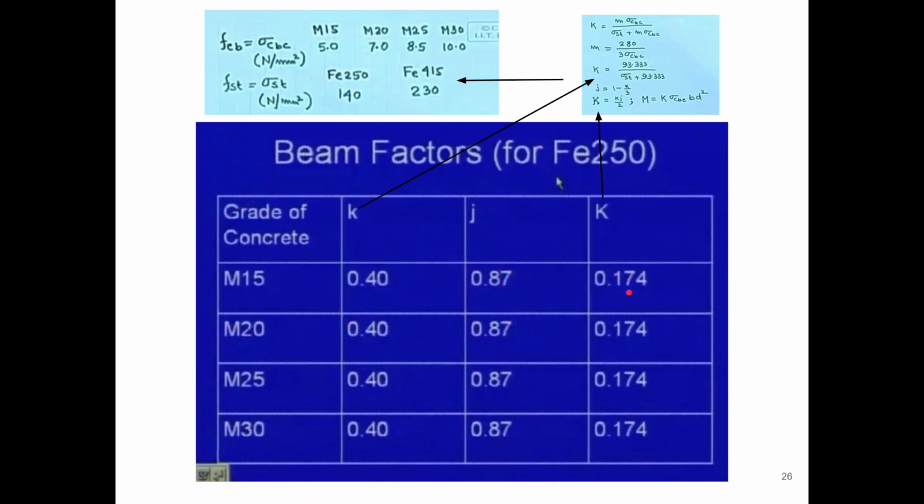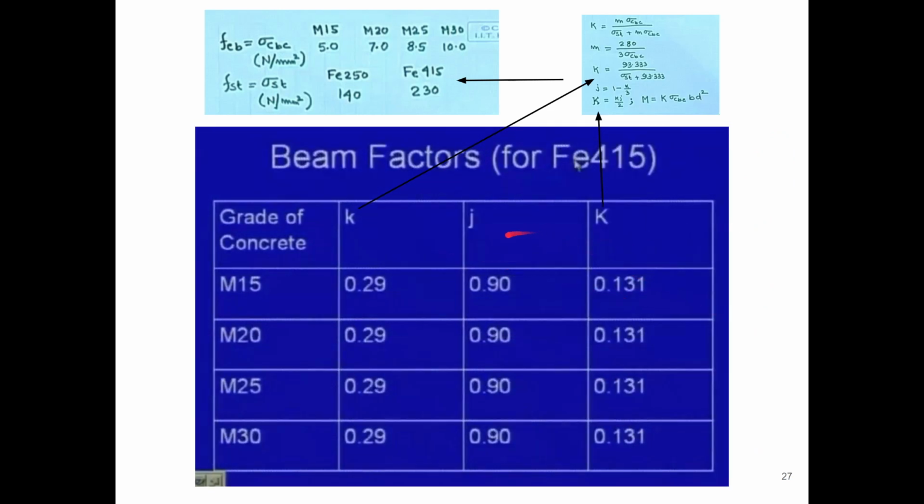In the case of capital K, that is nothing but small k into small j by 2. Because small k and small j are both constant, capital K will also be constant. That will be 0.174 for all. Similar is the case with Fe415. Fe250 was mild steel, and this is high yield strength deformed steel, HYSD. Here for small k, sigma st will be 230. Because it is a function of sigma st and that is constant, it will be a constant value of 0.29.